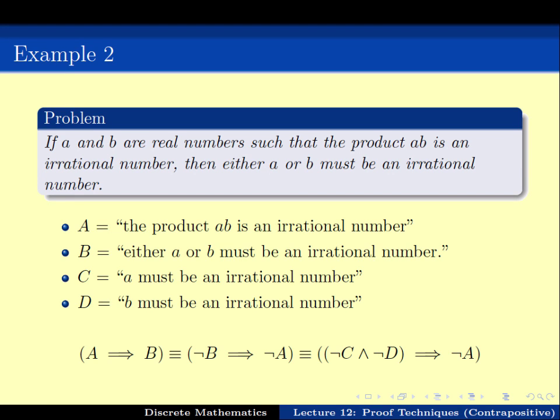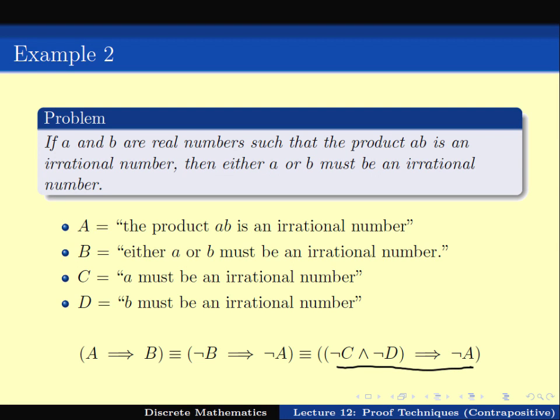We get that not of C. Now what is not of C? That means, A must be an irrational number, so not of C means A is a rational number. So if A is a rational number and B is a rational number, then AB is a rational number. Right? So that is what we are getting.